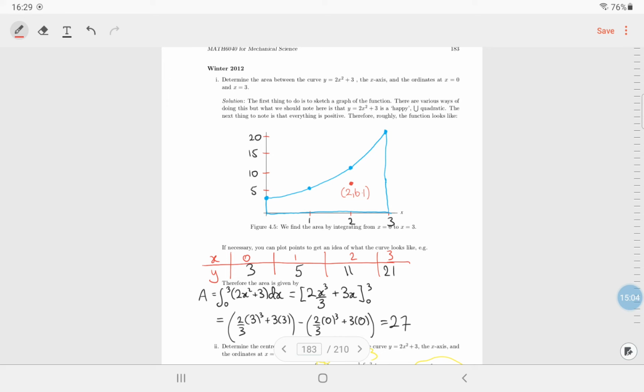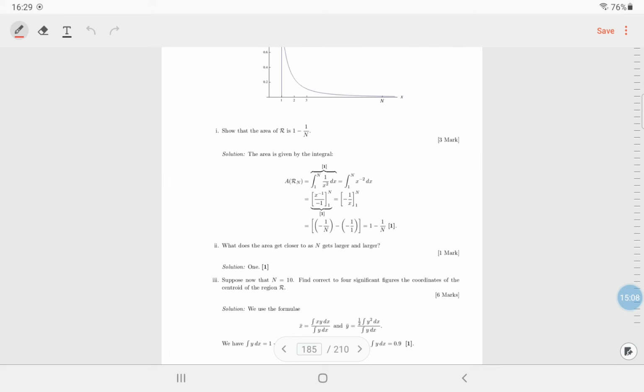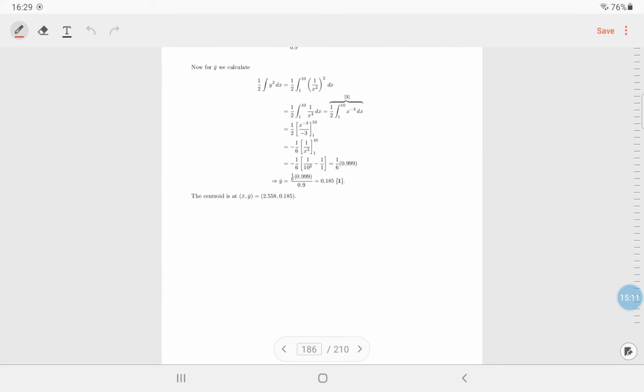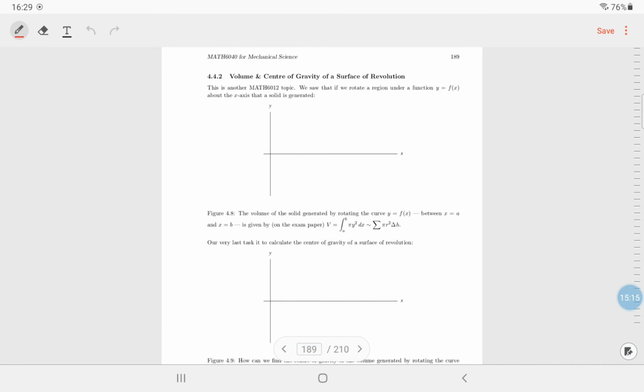There's a few examples there for you to try, but that's the basic idea. There's a worked example there. Yeah, and that's one question I could ask.